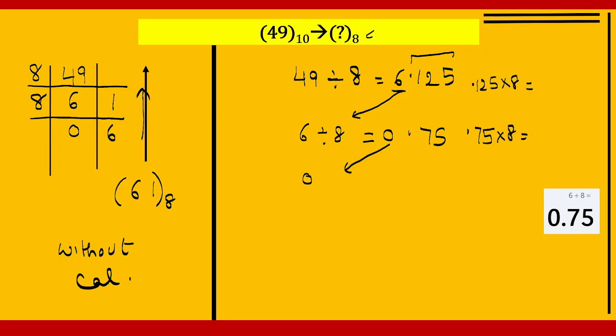When you multiply 8 into 0.125, your answer will be 1, and 8 into 0.75, your answer will be 6. You will read all these remainders again from bottom to top and see, your answer is the same in both cases, either with calculator or without calculator. But when you are using a calculator, there is an additional step where the fractional portion of the quotient should be multiplied with the target base to obtain the final remainders.